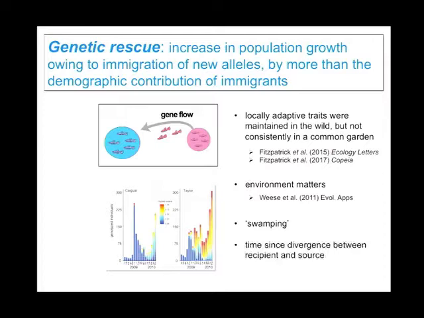And then also, time since divergence between the recipient and source population is a really relevant thing to consider here. In this case, the source population, even though it was from this adaptively divergent environment, came from a downstream drainage that was relatively closely related to the upstream site. So you might expect different results if you're crossing two populations from opposite sides of the Northern Range Mountains, or clearly if you're bringing together lineages that have been evolving separately for a much longer time, you might not see this sort of benefit of gene flow that we saw here.